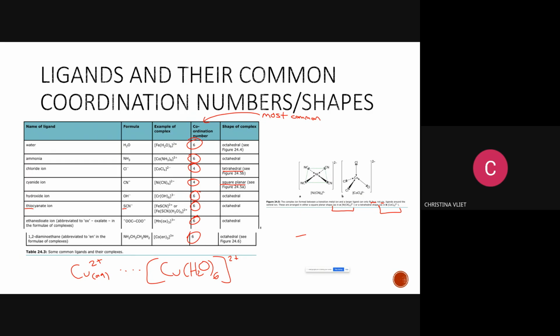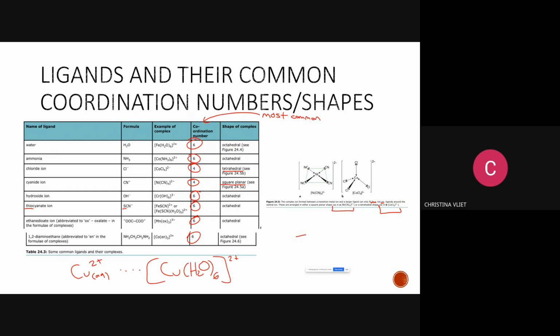And my brain was trying to wrap my head around how chlorine is larger than NH3. I guess it kind of is. Do you think chlorine is larger than NH3? Why would chlorine be larger than NH3? Chlorine has 3 levels versus nitrogen has 2 levels. So they're saying that chlorine is a larger atom. So therefore, it's not going to fit 6 around it. It's only going to fit 4.